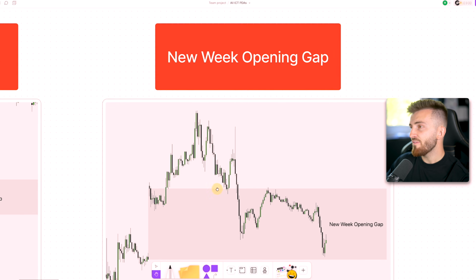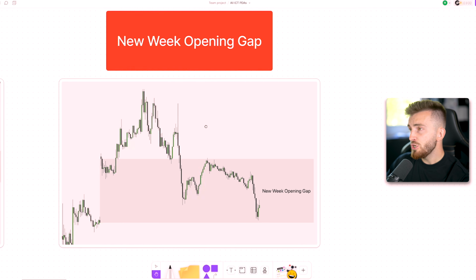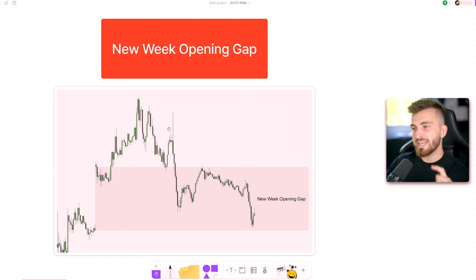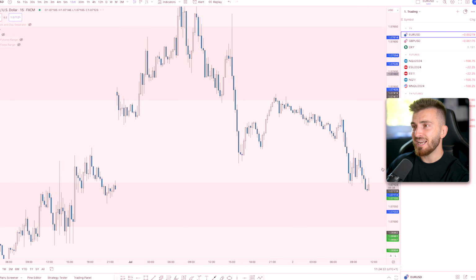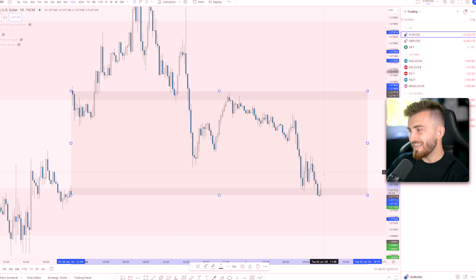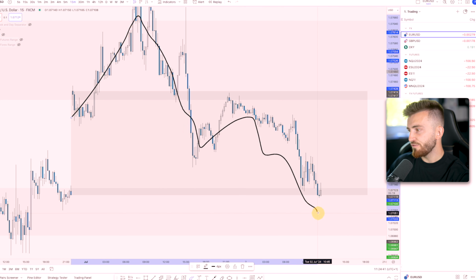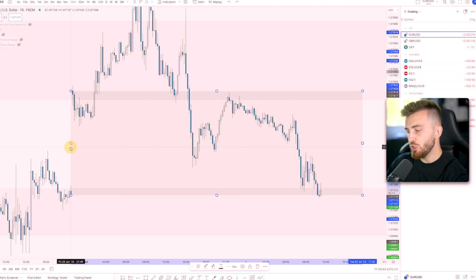So next one, we have the new week opening gap, and just like the new day opening gap, the new week is based on weekly candles. If the week opens with a gap, the difference between price when the market closed and when the market opened is the new week opening gap, and we can see that example on EURUSD this week, where the market closed down here, opened up here, and all of this is the new week opening gap, which, as you can see, the market moved up and now just filled it.